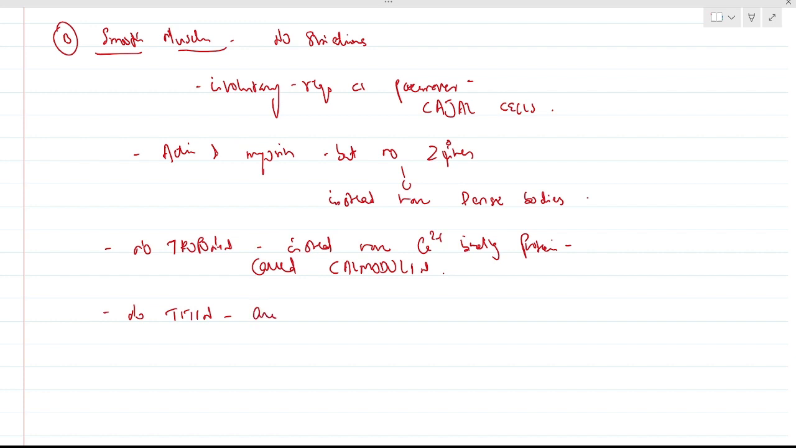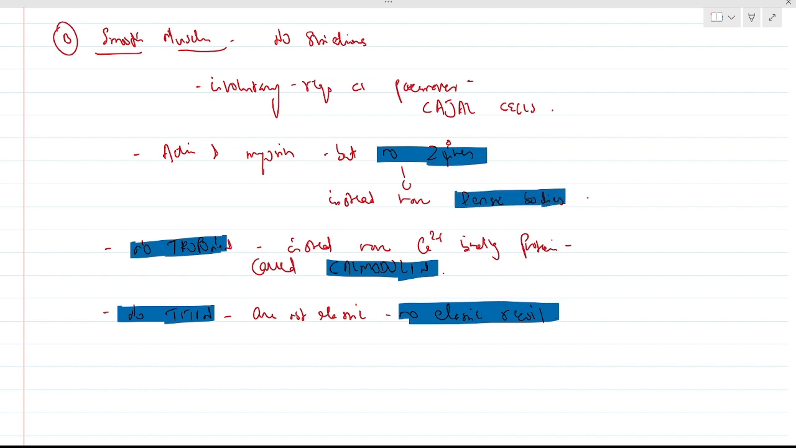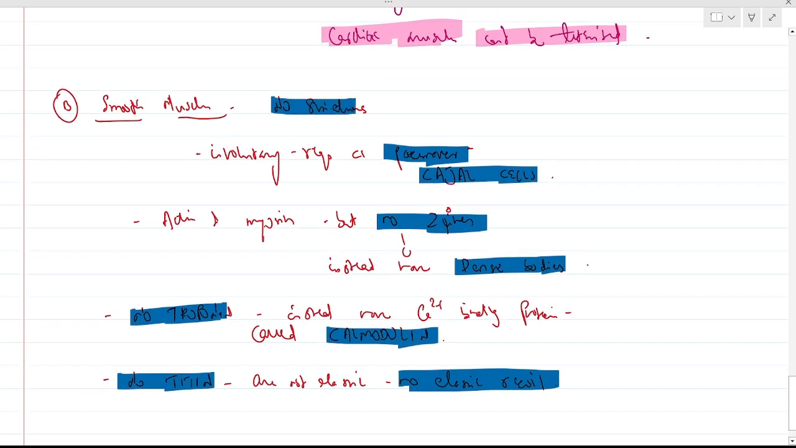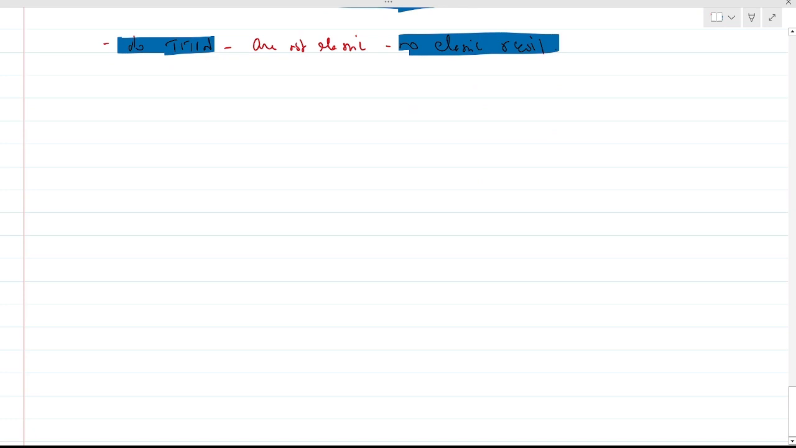So they are not elastic, which means no elastic recoil. So, no troponin, no titin. Instead of troponin, the calcium binding protein calmodulin; no titin, no elastic recoil. Also no Z lines, instead dense bodies. What is the pacemaker here? Cajal cells, and we obviously know the very basic fundamental, no striations. Cardiac muscle does have striations, but it is also involuntary. Okay, now this was a brief introduction.